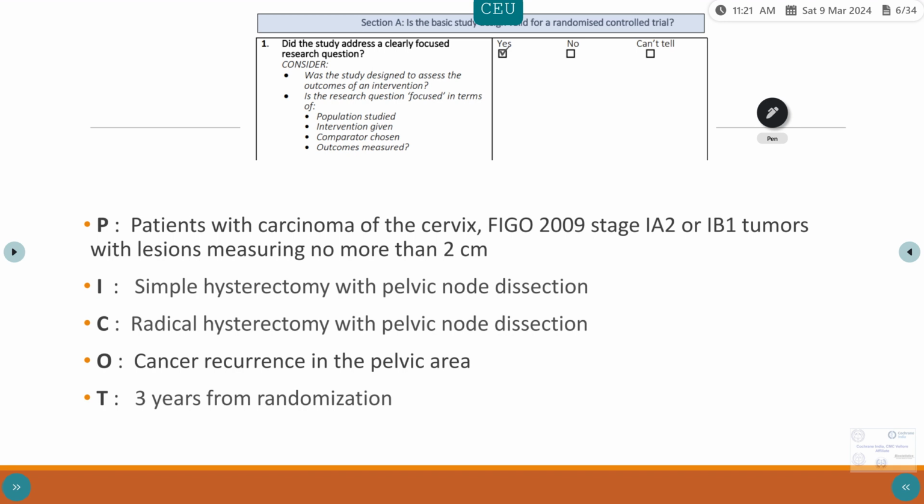The population that the study included were patients with carcinoma cervix with a FIGO stage 1A2 or 1B1. So it is a lower stage carcinoma cervix with lesions not more than 2 centimeters. Ideally, the standard of care for these patients as of now is radical hysterectomy with pelvic node dissection. So we are going to compare it with our intervention, which is a simple hysterectomy with pelvic node dissection. The outcome that we are measuring is cancer recurrence in the pelvic area. So pelvic cancer recurrence is what we are assessing at the end of 3 years from randomization.